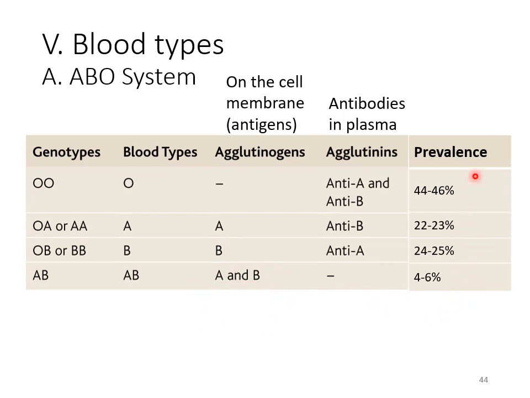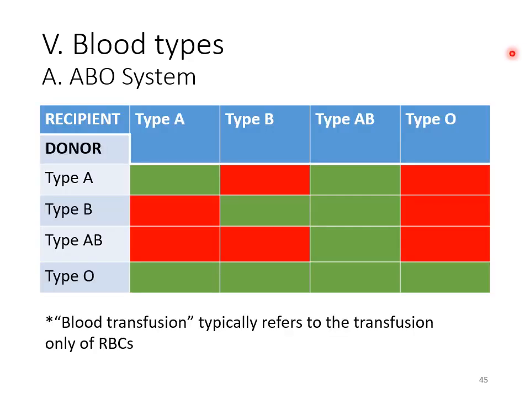So this is Philippine data: the most common blood type in the Philippines is blood type O, 44 to 46%. Second, or interchangeable for second place, third place would be blood type A, then blood type B, and the rarest one is blood type AB. We know that blood typing is important because it allows us to determine which blood type will be compatible for blood transfusion. This table summarizes that.